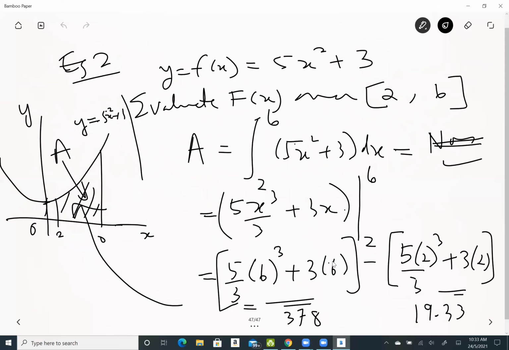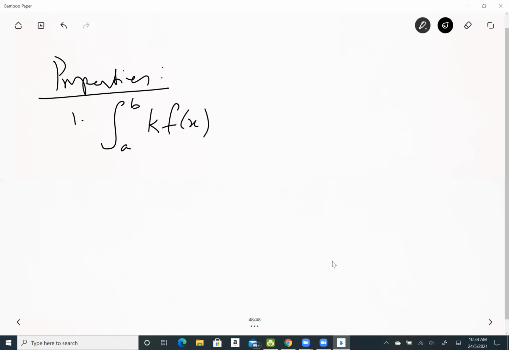Now, what are the properties of the definite integral? There are a few properties which we can apply. You look at 13.2, you can see there on page 800, the properties. So let me summarize the properties of the definite integral. We can use these properties when you evaluate the integration. Property number one: if you have the integral of a constant multiplied by some function of x, what do we do? Again, here is a constant, you can take it out.